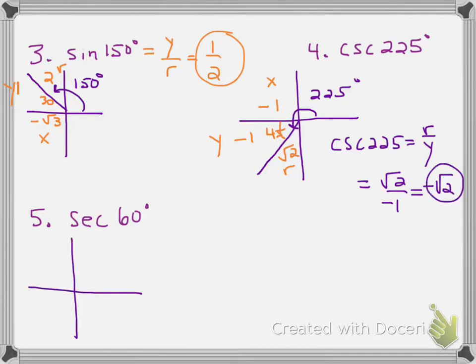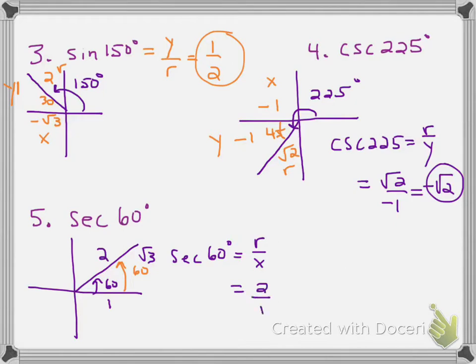Now the last one is going to be the secant of 60. So I'm going to draw it in the first quadrant. Not only is my angle 60 degrees, my reference angle is the exact same thing. So now all we have to do is put out our sides. All right, so the secant of 60 degrees is the same thing as the reciprocal of cosine. Cosine is x over r. Take the reciprocal, it becomes r over x. Now my y is square root of 3, my x is 1, and my r is going to be 2. All right, so I take my r value, which is 2, divided by my x value, which is 1. I end up getting 2.